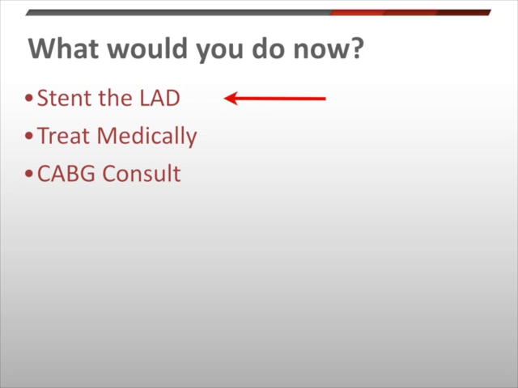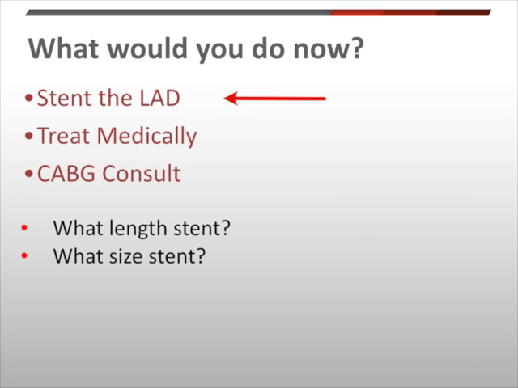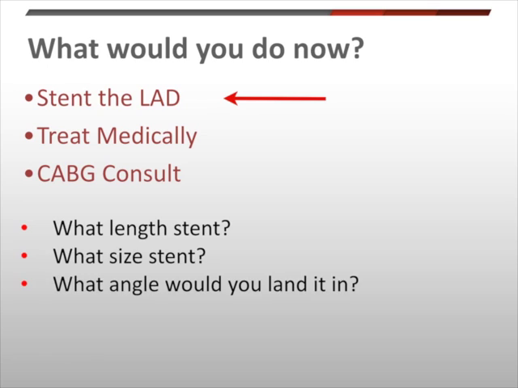But there are, of course, challenges in stenting this LAD. First off, what length stent would you use? We've already done an IVUS, but that doesn't precisely measure the stent length. What size stent would we use? Well, IVUS actually can help us here, but what angle would you land it in? We've tried multiple projections to bring out the ostium of the LAD, but because of the tortuosity, we were having very little luck. So we have to precisely place a stent inside a malapposed stent and land it precisely at the ostium that we cannot visualize angiographically. So there are some distinct difficulties with this case.